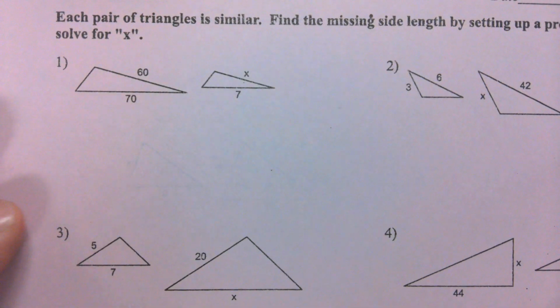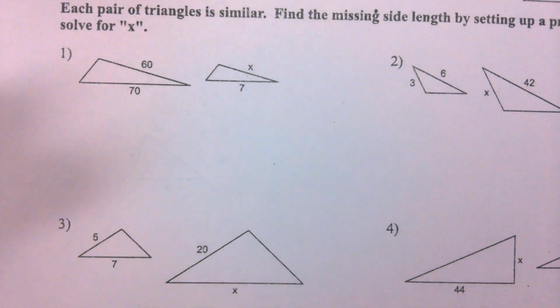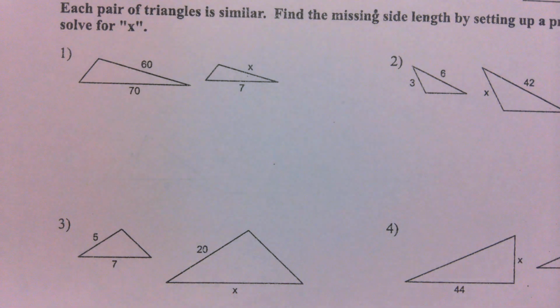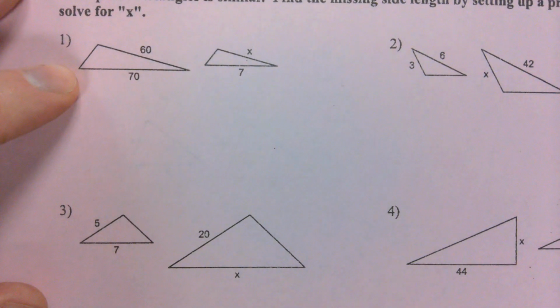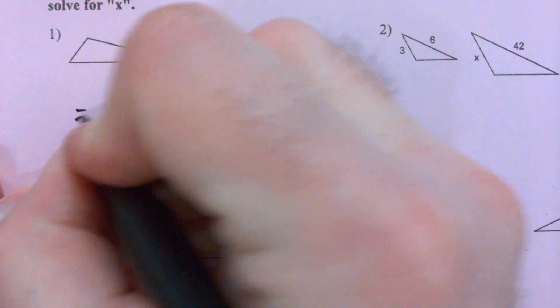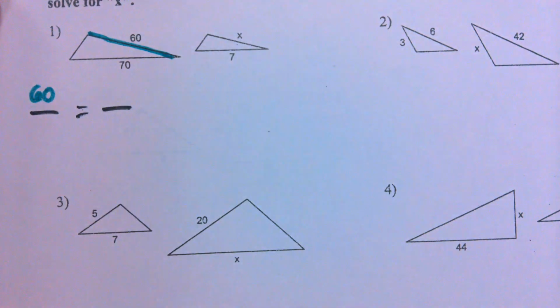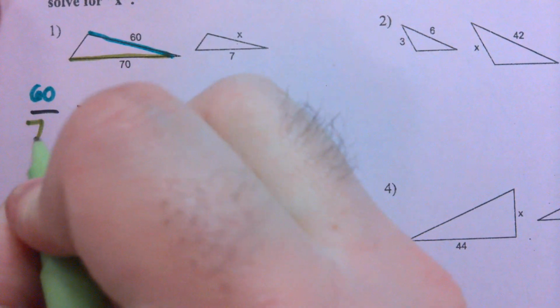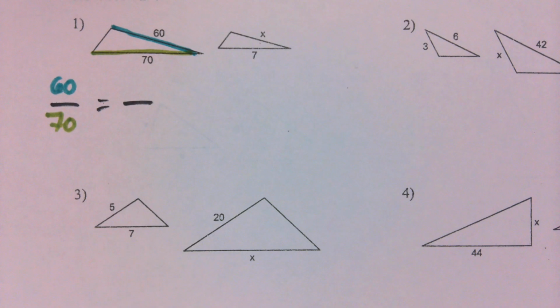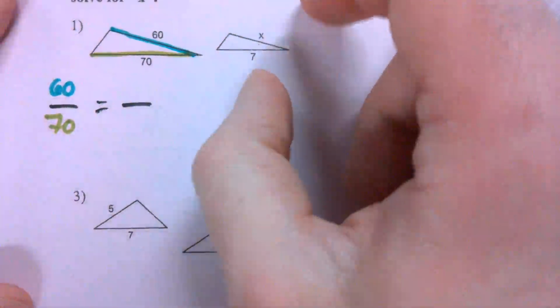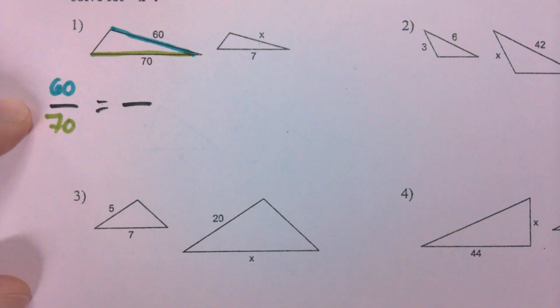This is the worksheet we're going to get. If I'm looking at number 1, and I want to set up my proportion, I'm going to make the big triangle one fraction. What fraction can I make for my first triangle? 60 over 70. Sure. We'll do 60 over 70. Could you have done 70 over 60? Yeah. As long as our second triangle matches up with our first fraction.